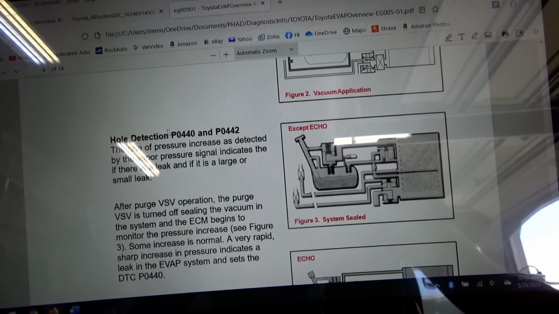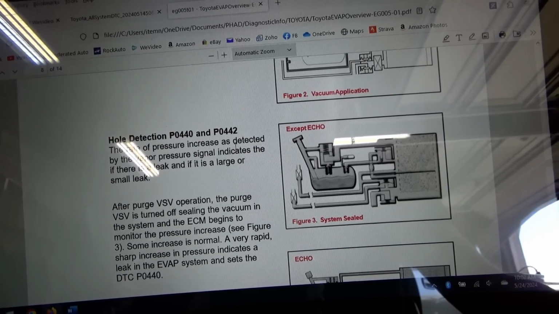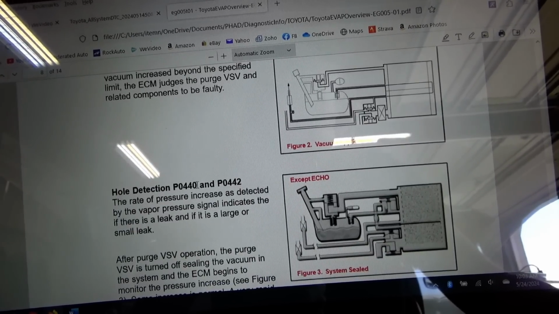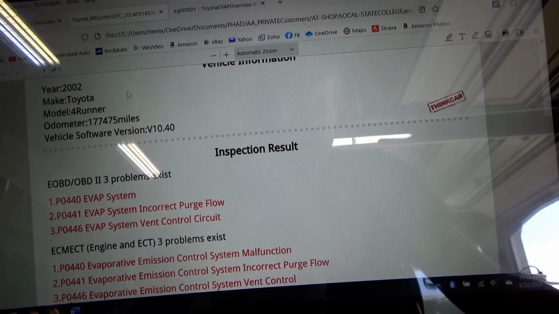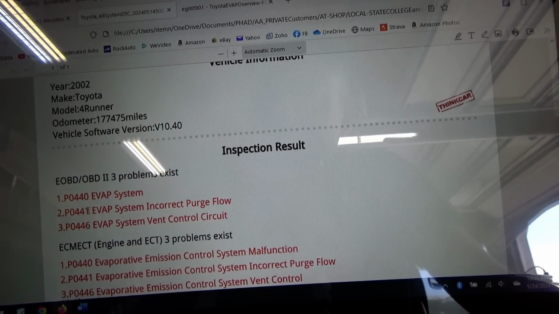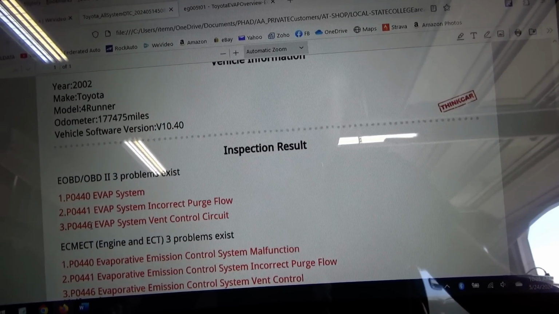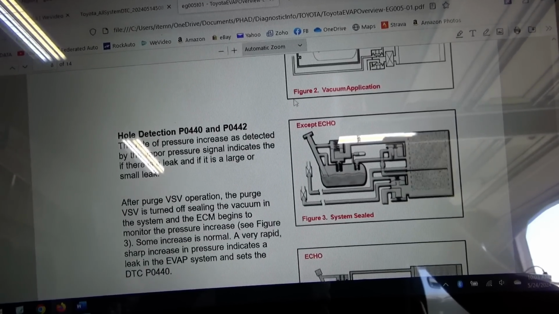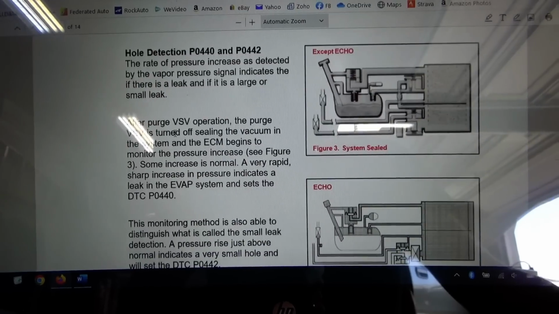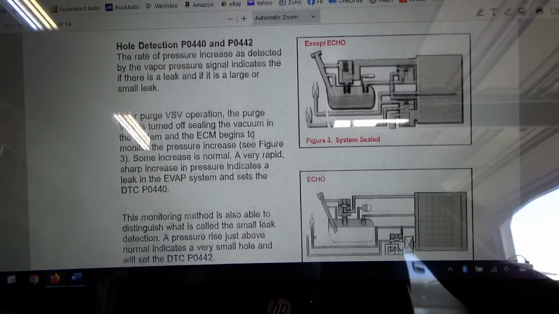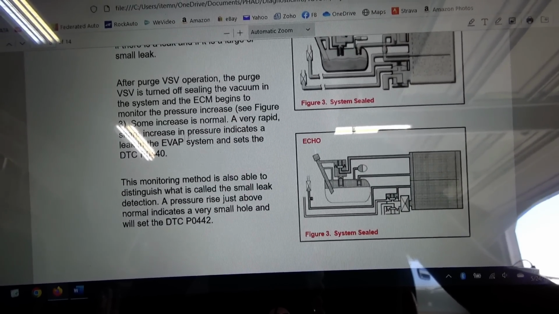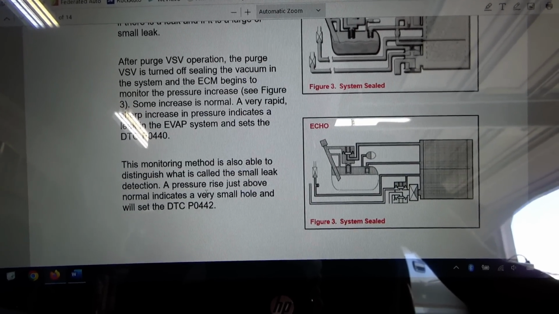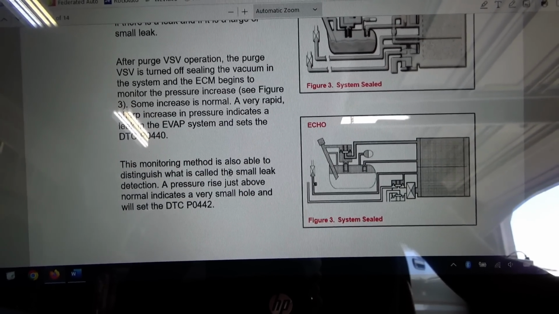Then if that passes, it tests for actual leaks in the system. So 441, then 440, and 442. And we had 440, 441, and 446. Alright. So if it can draw vacuum, then it seals the system off. And if there's a very rapid, sharp increase, that indicates there's a big hole, you get the 440. If there's a small increase, you get a small hole, 442. Alright.